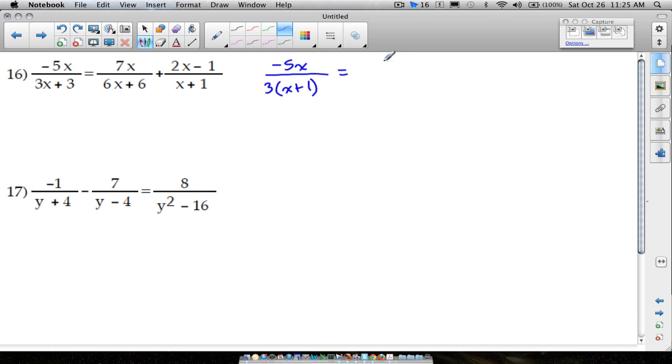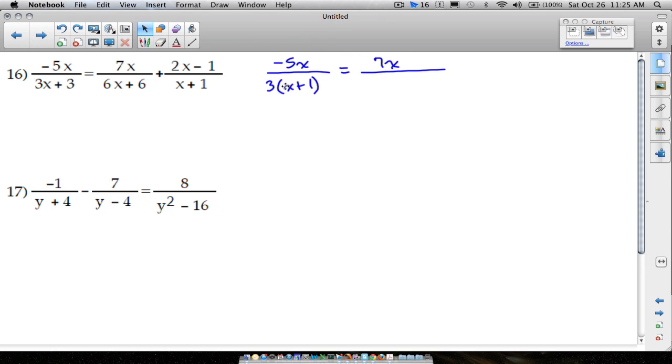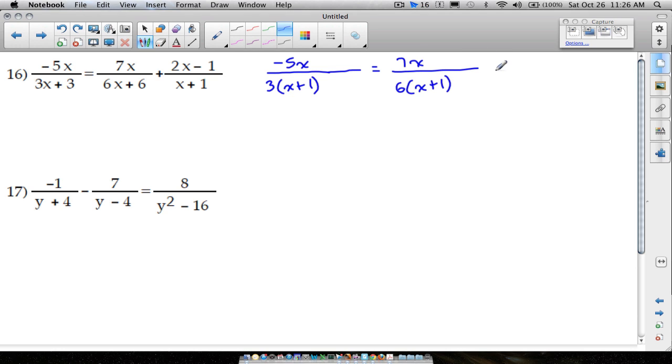This fraction here, 7x over, maybe I should go ahead and leave some more room as well, because I got to put some new stuff in these. So 7x over GCF, that's going to be 6 times x plus 1. And plus 2x minus 1, this does not factor, so we just got an x plus 1.